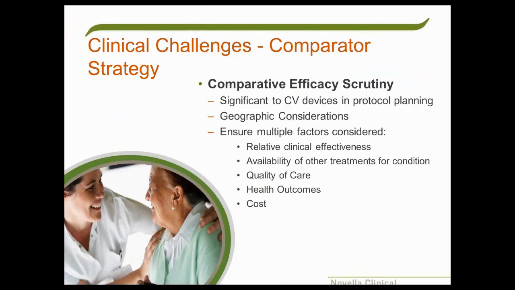So some key things to consider there: relative clinical effectiveness, understanding what the treatment algorithms and paradigms are across all these geographies, and how both your product, your therapy, as well as your comparator is going to play out across all these different patient populations. Availability of other treatments for conditions.